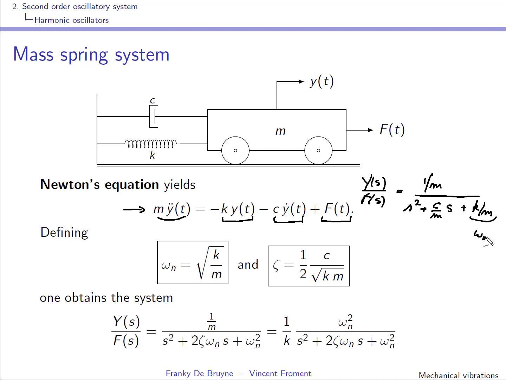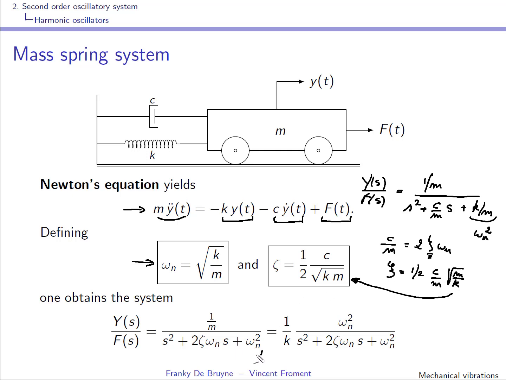This thing here we'll call the natural frequency squared, and this yields this equation. And c over m, we'll write it down as 2 zeta omega n, where zeta is the damping ratio. So the damping ratio can be written as 1/2 c over m divided by omega n, so that's square root of m over k. So indeed we obtain that the damping ratio is given by this equation, right?